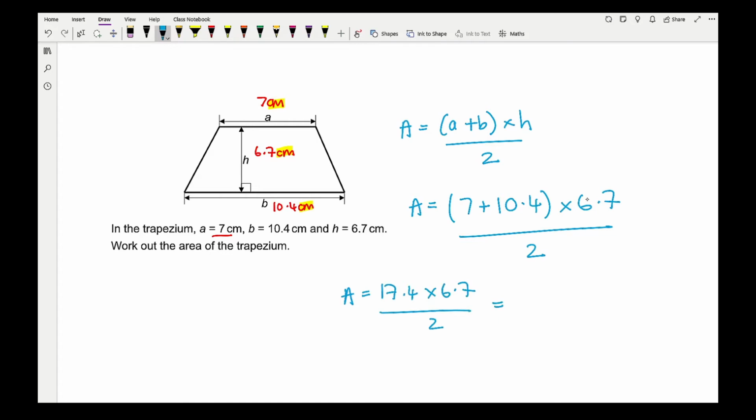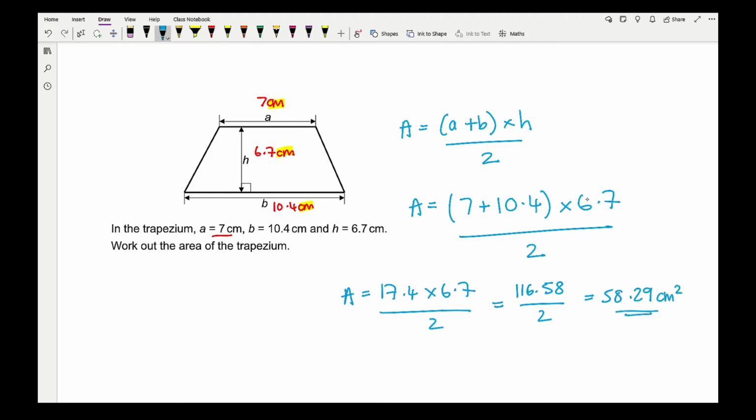So 17.4 times 6.7 is 116.58, and then I'm going to divide that by 2. So dividing by 2 gives me a final answer of 58.29, and again the units are going to be centimeters squared.